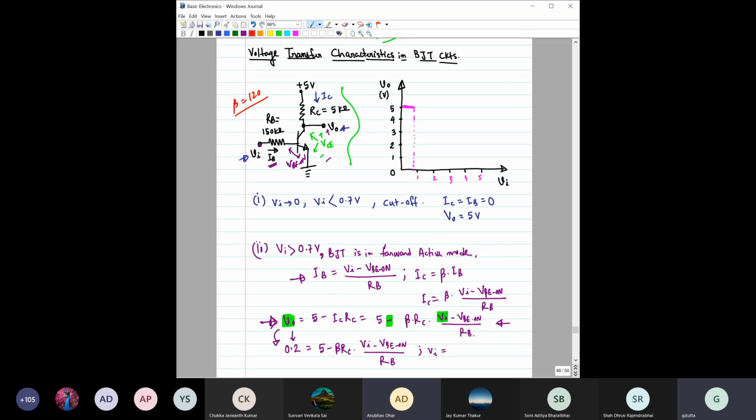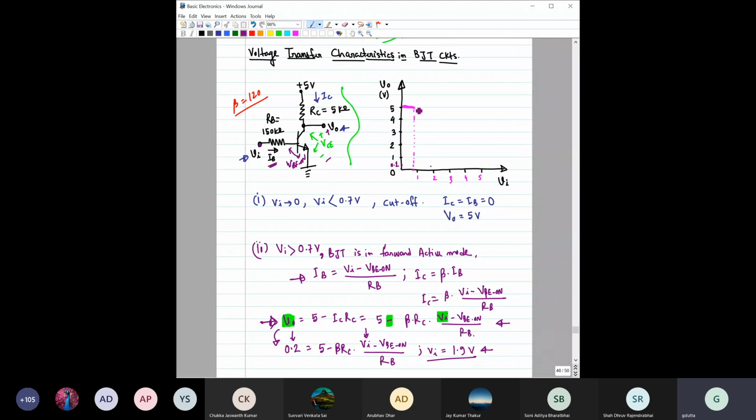Consider V_I as 1.9 volt. If you consider beta as 120 and calculate, you find the value of V_BE is around 0.7. Then this value should come at 1.9 volt. So what is this 1.9 volt? 1.9 volt is the input voltage when the output voltage would become 0.2, right? So you see that this is 1.9 volt, and here the output voltage is around 0.2, right?